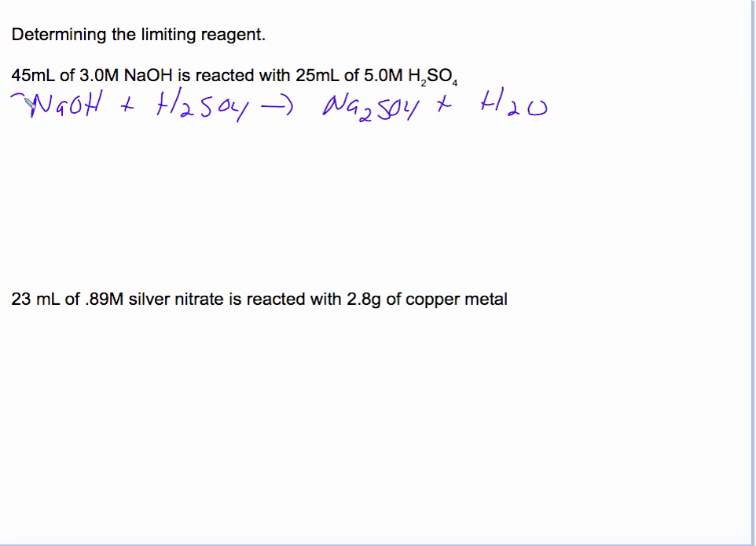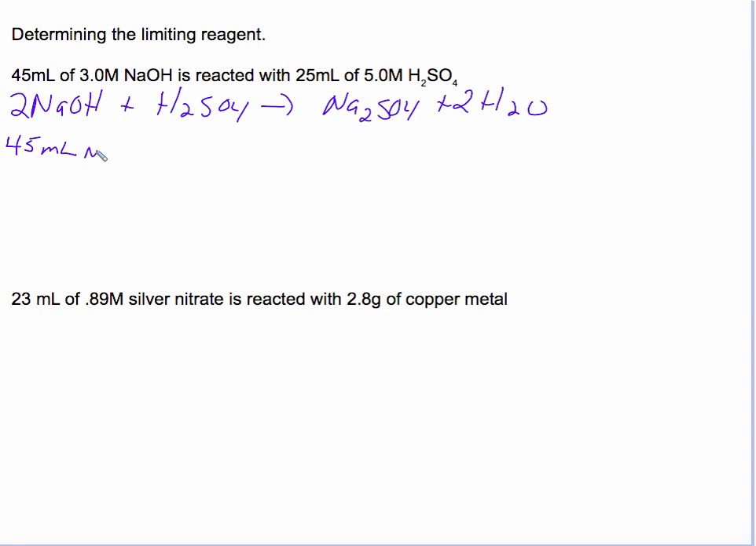Balance the equation. We need a 2 here, then 2 and 2 is 4, and a 2 there. Okay, that's the balanced equation. Now, there's a couple different ways you could do it, but I would just look at it and say, I'm going to guess that NaOH is the limiting reagent. I could be wrong, and I'm not really sure, so I'm just going to start with that. It doesn't really matter which one you start with.